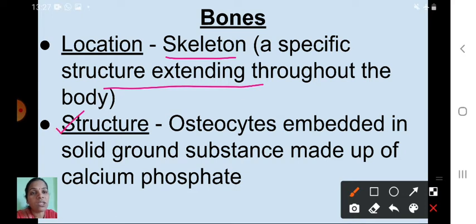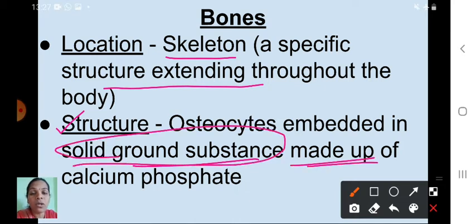Next one is what? Structure. The structure is osteocytes embedded in solid ground substance made up of calcium phosphate. So that bone is made up of osteocytes embedded in solid ground substance. What does this solid ground substance mean? In the previous connective tissues, it was water or jelly-like substance. But in bones, the solid ground substance is made up of calcium phosphate. Okay children, next one is what?